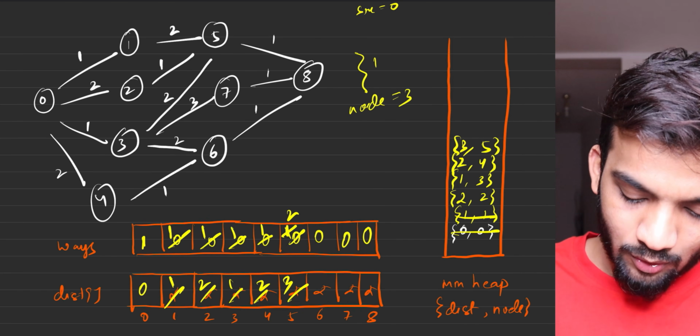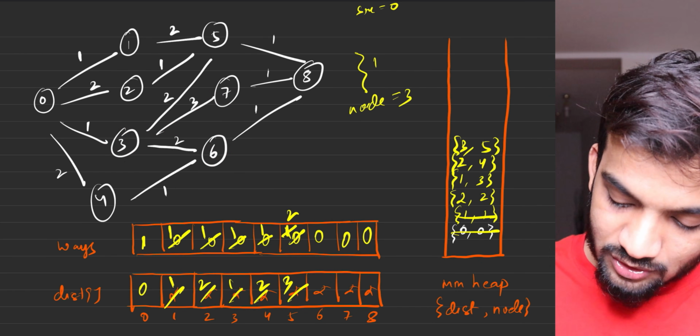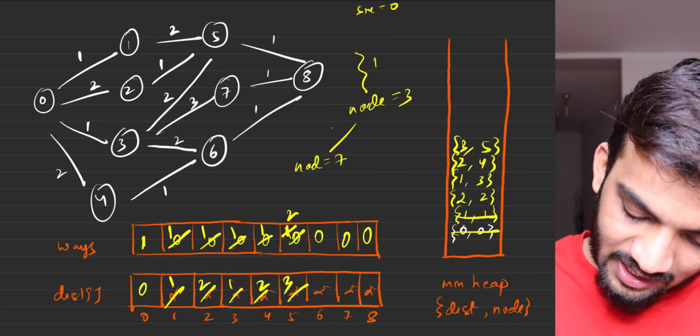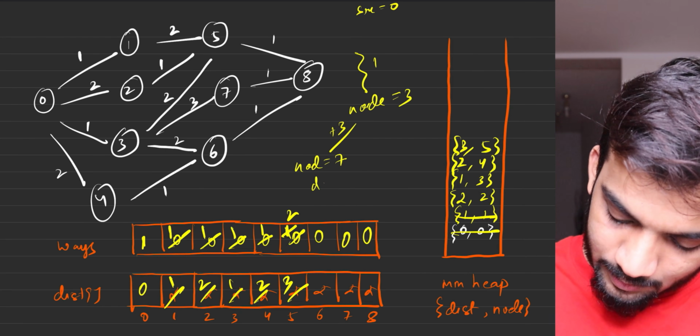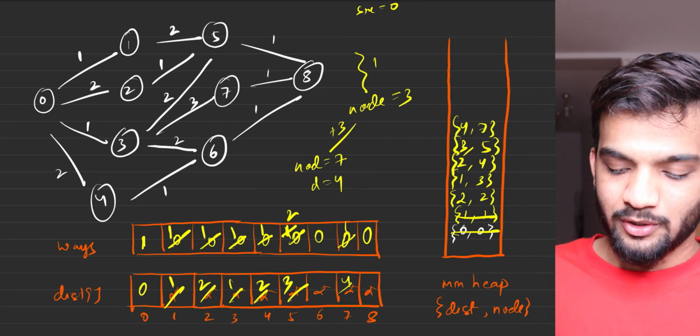Next, where can 3 go? 3 can go to 7 and 6. Let's try to go to 7. So if 3 tries to go to 7, 7 is infinite. So the distance taken will be plus 3 and the total distance will be 4. 4 ways 1. 4 comma 7 is what you'll put into the priority queue.